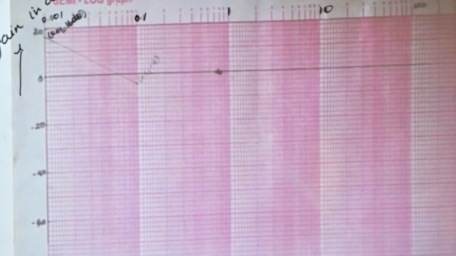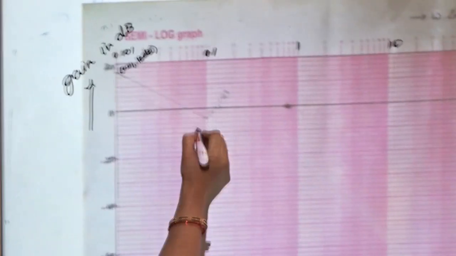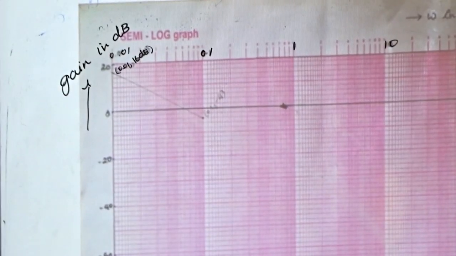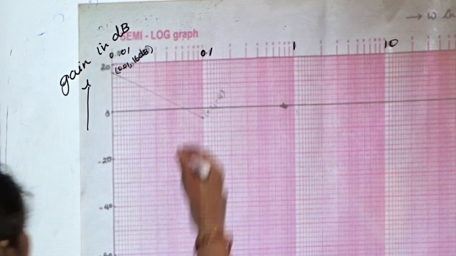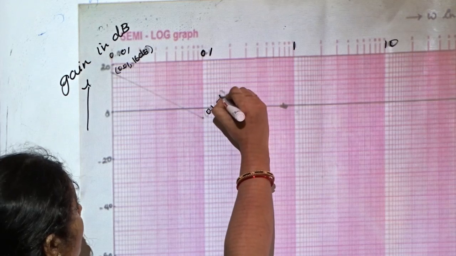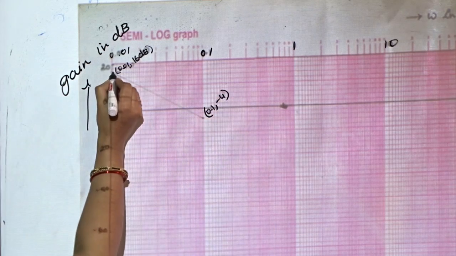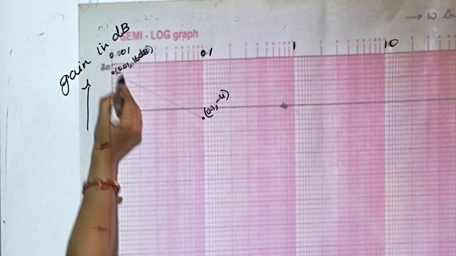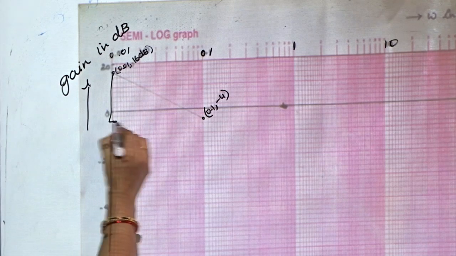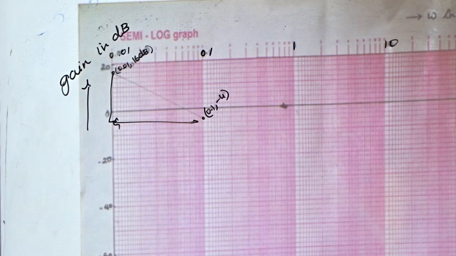And we have a pole at the origin, so the slope should be minus 20. If this has to be minus 20, then what is the second point here? This has to be 0.1 comma minus 4 dB. So this is the first coordinate, and this is the second coordinate. The difference here is 20 dB for 1 decade.